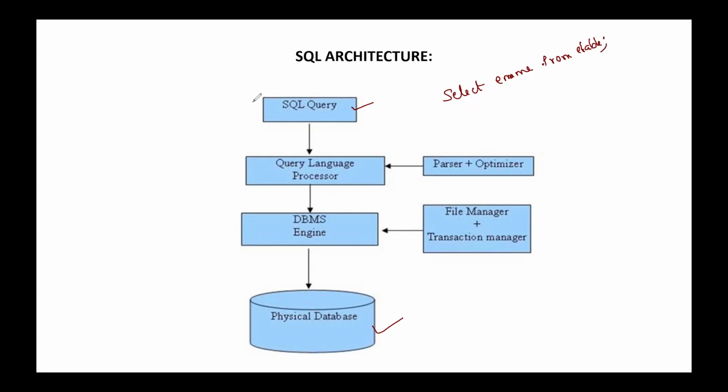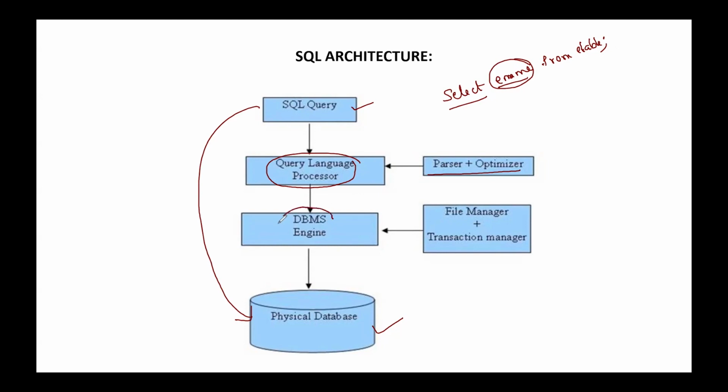So how does it work? How is it going to access the required data from the database? Once a SQL query is generated, there is something called a query language processor. It will process the language. For that, a parser and optimizer is added, which means it is going to divide the query, and the system is going to understand the meaning of each word.